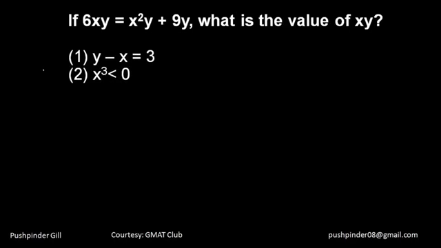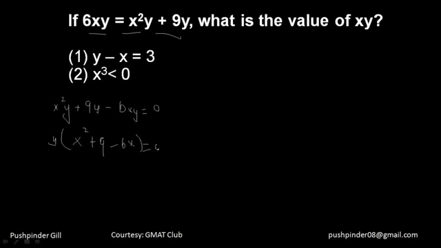Now before you even move to the statements, it's very important for you to bring this to a friendlier zone wherein you can extract some quality information out of it. And when I say quality information, it means straight away you know what the question is trying to test. So if I rephrase this, I can say x square y plus 9y minus 6xy is equal to 0. If I take y common, I get y into x square plus 9 minus 6x is equal to 0. If I play with it a little bit, I get y into (x minus 3) whole square is equal to 0, right? So this is the quality information that I needed. This is the equation that will help me to open the doors to this question.